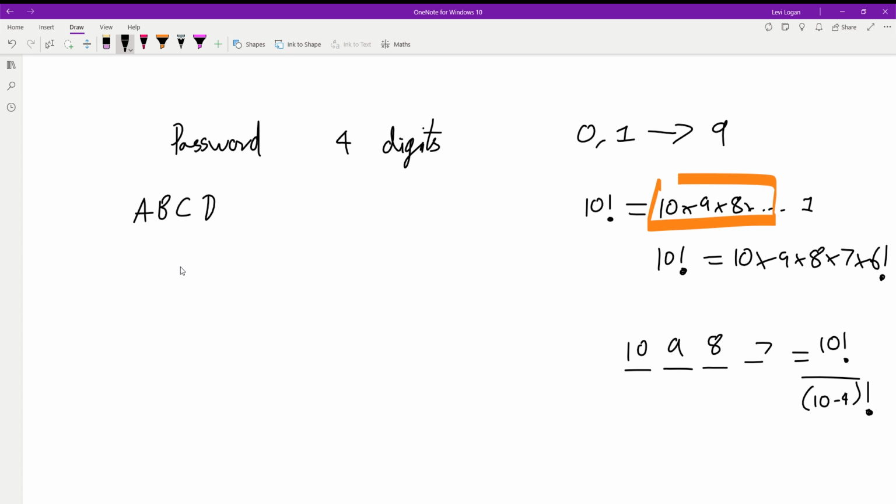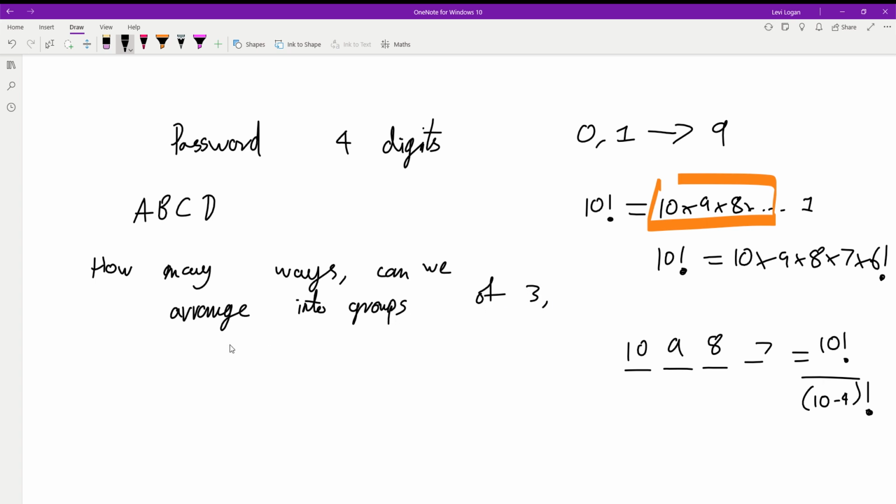So let's consider how many ways we can arrange this into groups of 3 where the order matters. So it matters what order they go in. So AB won't be the same as BA. That's what I mean by that. So let's think about it.